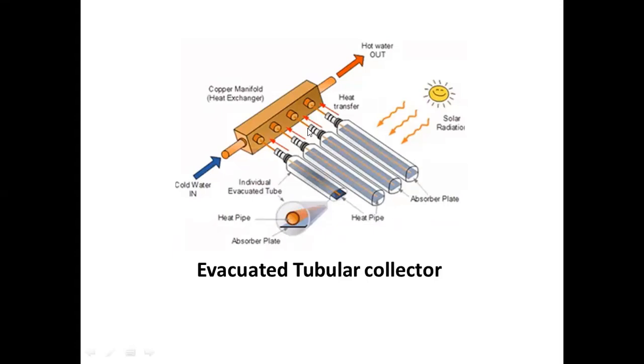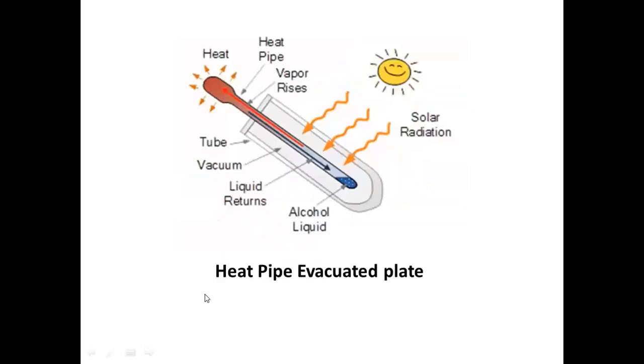So the structure is similar, only the flat plate collector is not available. Instead of a flat plate, here tubes are connected. The second is the heat pipe evacuated tube. What happens in this type of collector? Some amount of liquid is inserted here. That may be any liquid. Because of the solar radiation, that liquid is getting evaporated, so the evaporated particles will move towards this part.